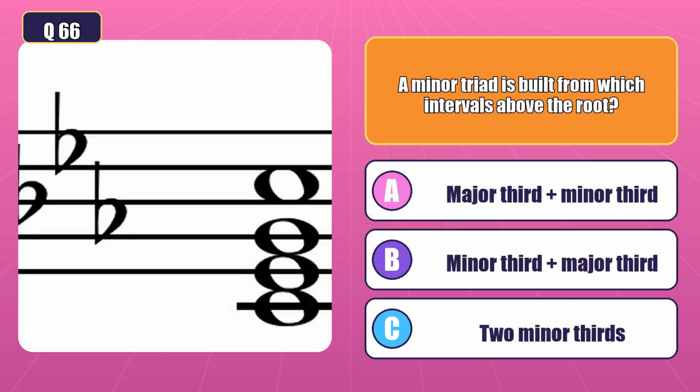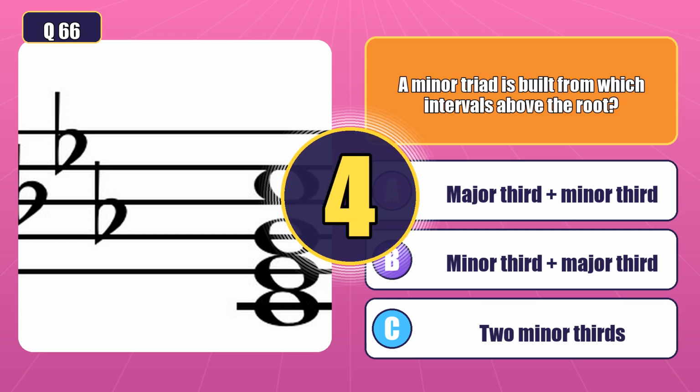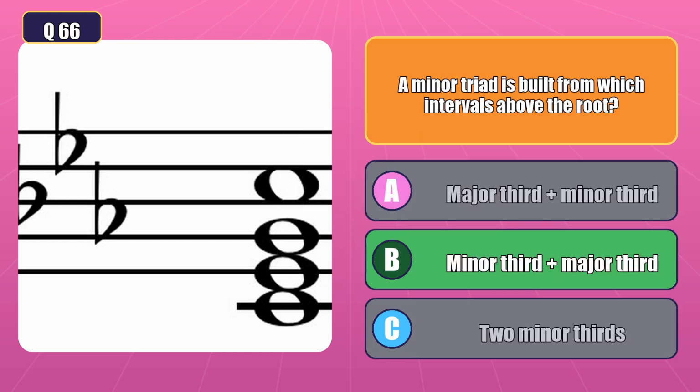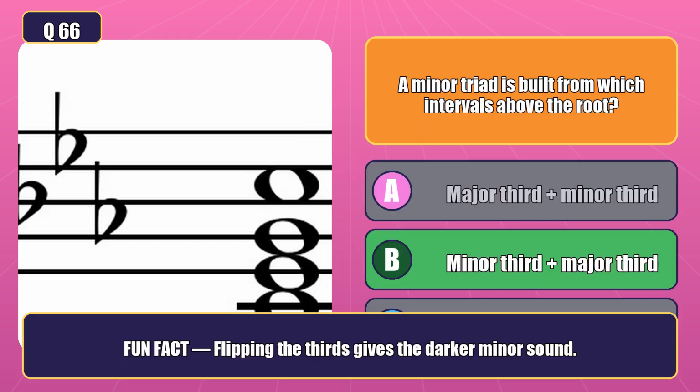Question number 66. A minor triad is built from which intervals above the root? The answer is minor third plus major third. Fun fact, flipping the thirds gives the darker minor sound.